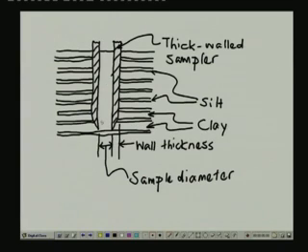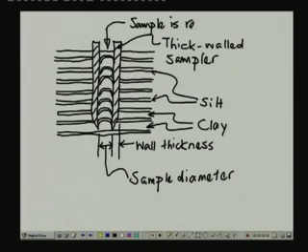So now, when the sampler is inserted, you can see within the sample the laminations are curved down like this because of the friction that develops between the interface of the sampler and the soil inside it. So you are going to have the laminations bent like this, and that is an indication of sample disturbance. Now you can see that near the center of the sample, the sample is relatively undisturbed. That is one thing you can see.